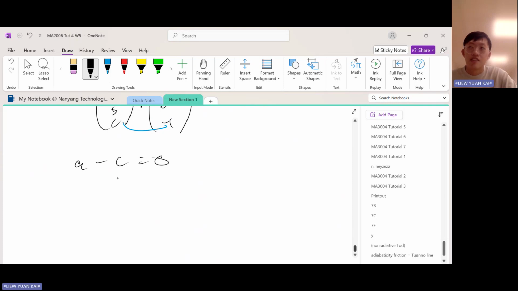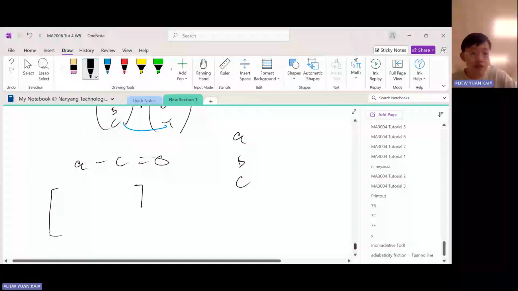To solve this, let's express it in augmented matrix form. Don't forget, we have three unknowns, a, b, c, which are the components of this general vector. So remember, if I have it in augmented matrix form, let's form a matrix equation first.